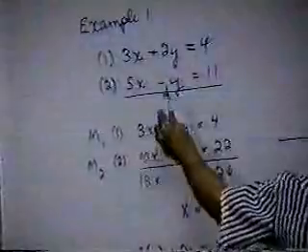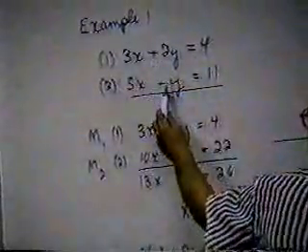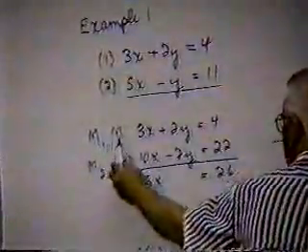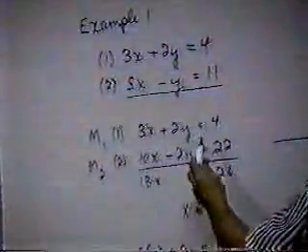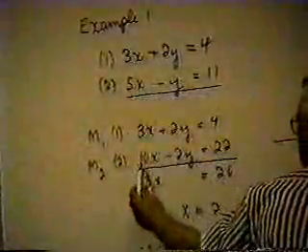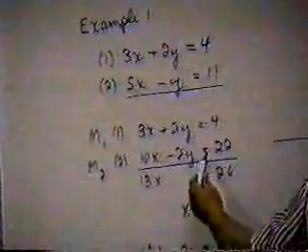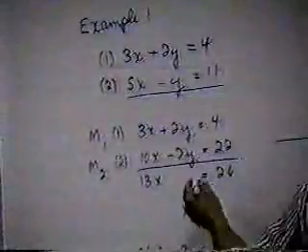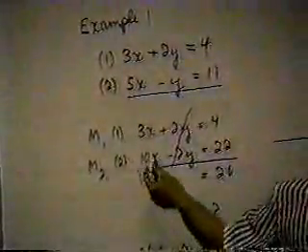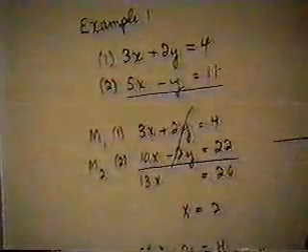All right, now let's look at my notation. What I then will do is multiply the top one by 1. So that's the way I denote it, multiply by 1. So I multiply everything by 1. And then I'm going to multiply the bottom one by 2. So I get 10x minus 2y equals 22. And now I add. Adding, the y's drop out, and I get 13x is equal to 26.